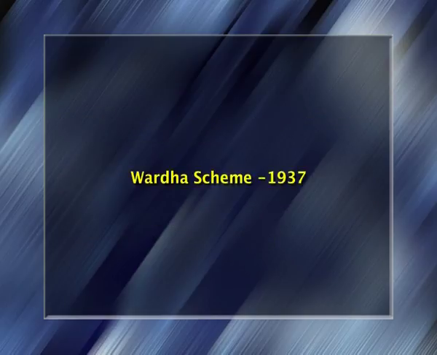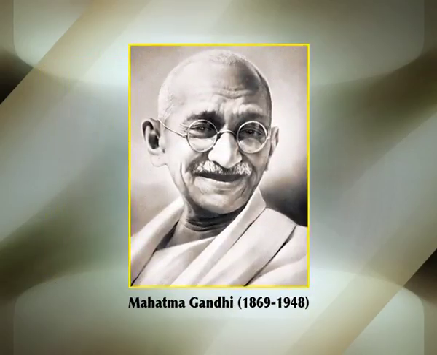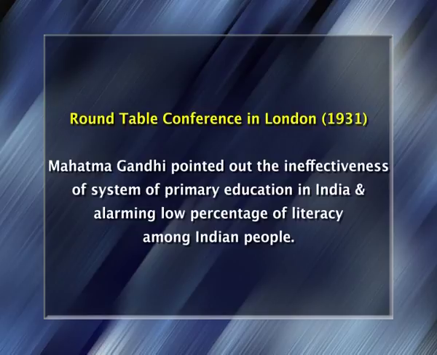Now, the Wardha scheme. The Wardha scheme of education, popularly known as basic education, occupies a unique place in the field of elementary education in India. This scheme was the first attempt to develop an indigenous scheme of education in British India by Mahatma Gandhi, the father of our nation. At the Round Table Conference in London, he pointed out the ineffectiveness of the system of primary education in India and the alarmingly low percentage of literacy among the Indian people. He held the British government responsible for the painful situation in the field of mass education.